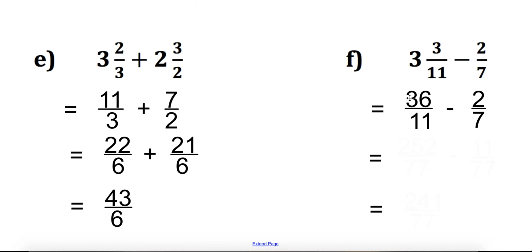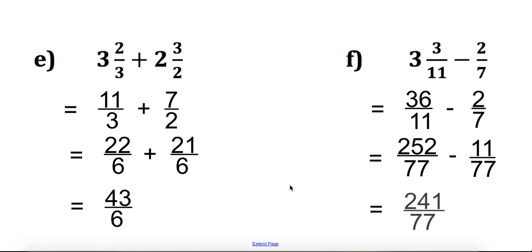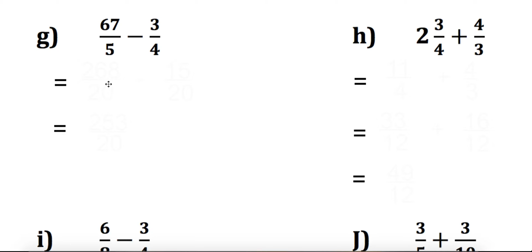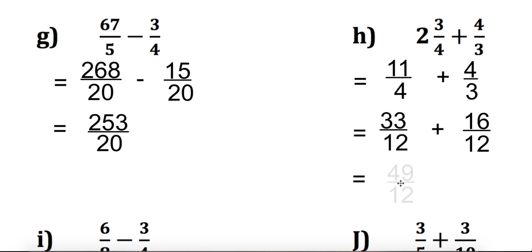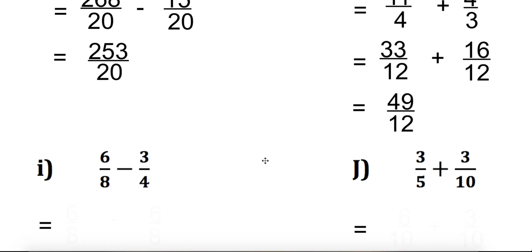Make that into an improper fraction, common denominators, and add or subtract. In this case, we're subtracting. Finally, we're getting our common denominators again and subtracting. This time, making our mixed numbers improper. Common denominator and reduce.